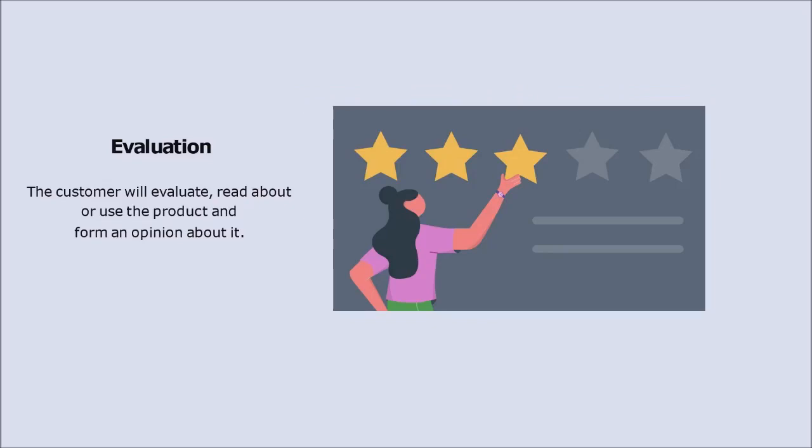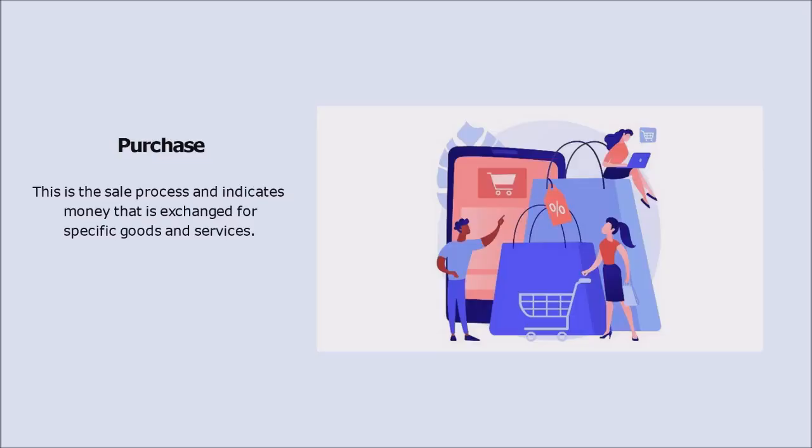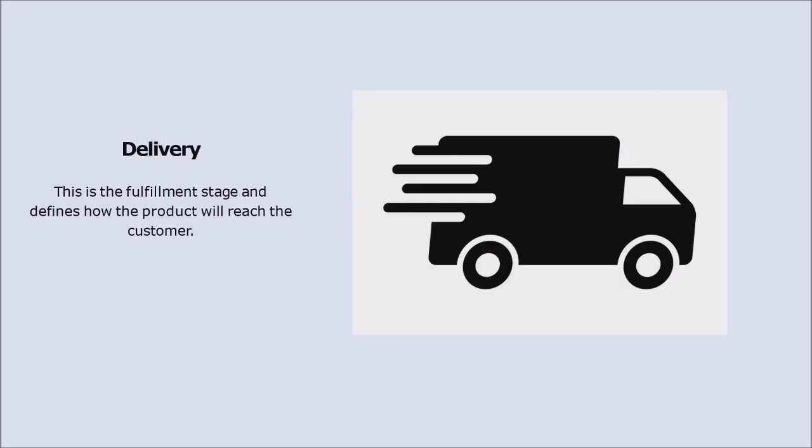Next phase is evaluation. The customer will evaluate, read about, or use the product and form an opinion about it. It involves collecting and analyzing information. Its purpose is to make a judgment about the program or business to improve its effectiveness. Purchase. This is the sale process and indicates money that is exchanged for the specific goods and services. Next phase is delivery. This is the fulfillment stage and defines how the product will reach the customer.